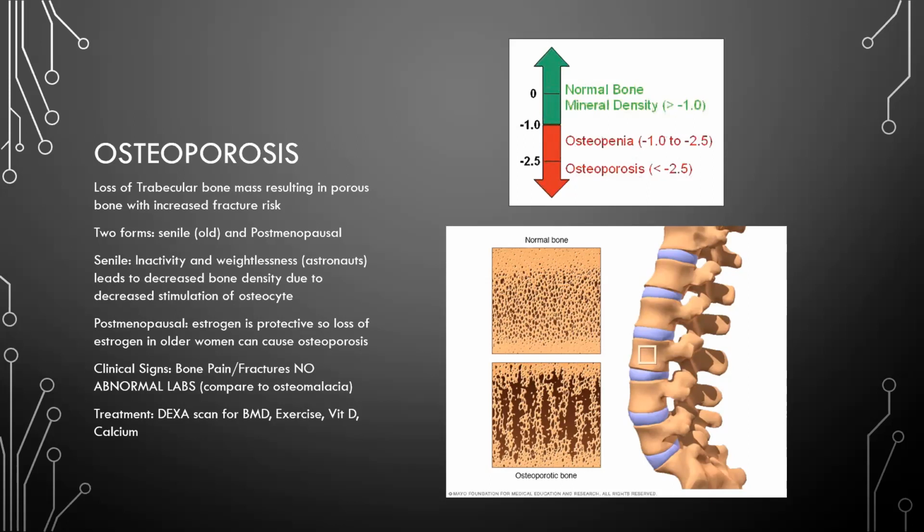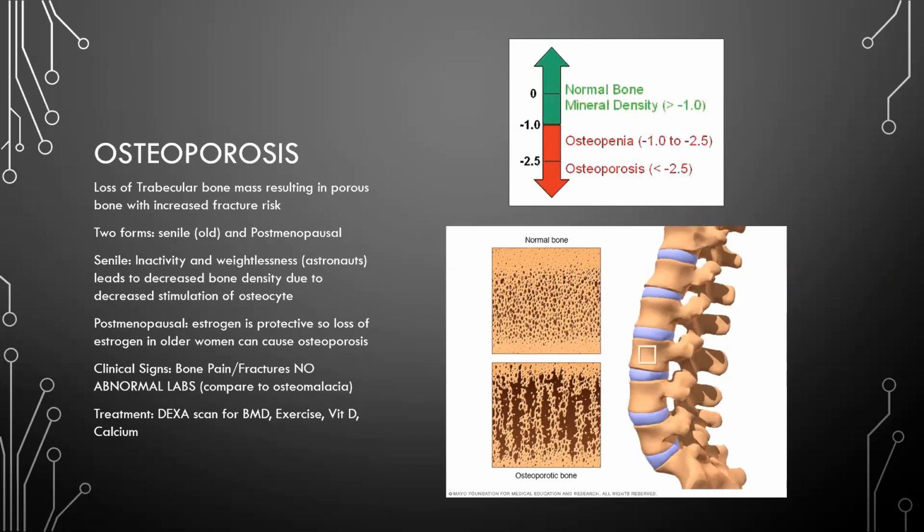But just remember, it's a loss of trabecular bone mass resulting in porous bone with increased risk of fracture. So senile people who aren't moving a lot, weightless astronauts, aren't getting that osteocyte stimulation. So that's one cause. And then postmenopausal women, because estrogen is protective. So if you lose that, it can lead to osteoporosis. So you may want to look for older women. If you saw that in a question stem, might be osteoporosis.